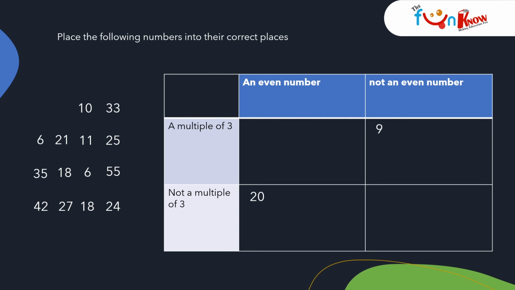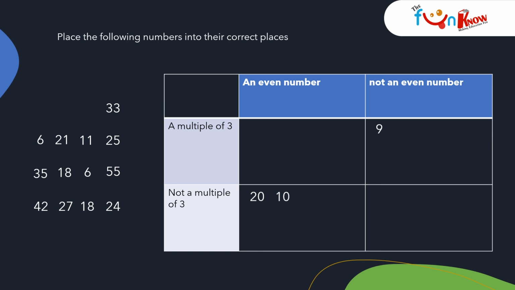Yes, very good. Now 10. Is 10 an even number or odd number? Even number, very good. Now just tell me, is 10 a multiple of 3? 3 ones are 3, 3 twos are 6, 3 threes are 9, 3 fours are 12. Yeah, there is no 10, right? Very good. So 10 is not a multiple of 3. That's why 10 will be placed here.